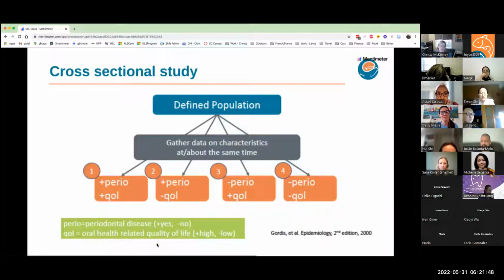So in the case of a cross-sectional study, we have more issues with temporality. We're collecting prevalent cases. So just at that moment in time when you're measuring it, whether or not they have perio and quality of life. So we're not actually selecting folks based on disease or exposure status in the cross-sectional study. We're defining a population and then we're putting them into these different bins based on their status.